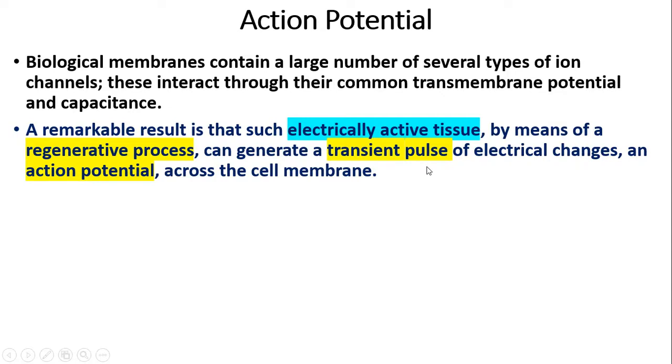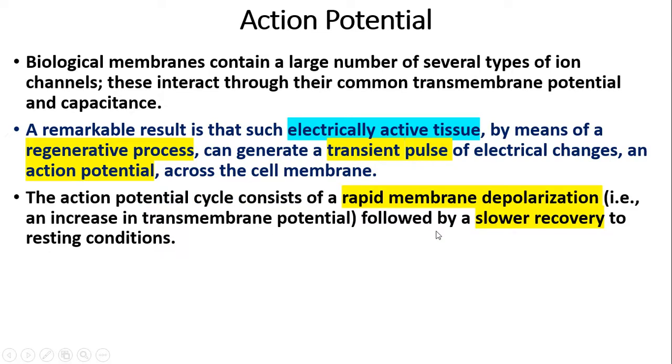What do you mean by transient? Transient means it is existing only for a short period of time. So it can generate a transient pulse of electric changes, and that transient pulse is normally referred to as the action potential. So an action potential can be generated across the cell membrane.